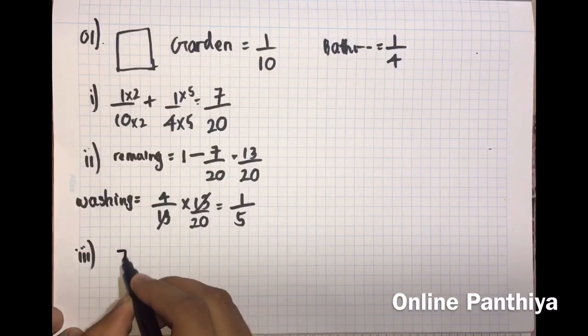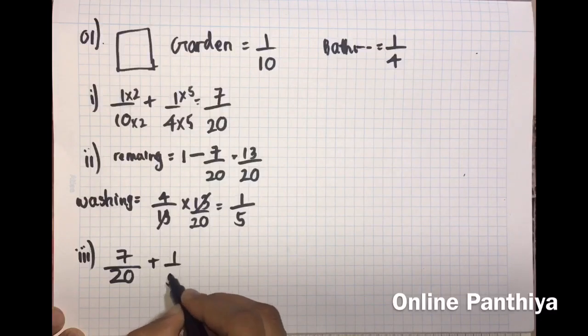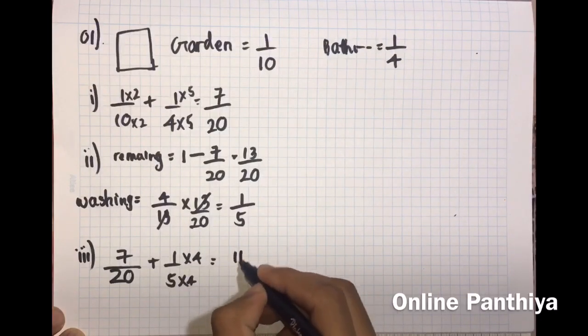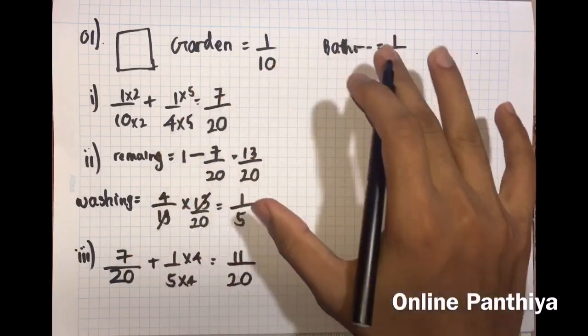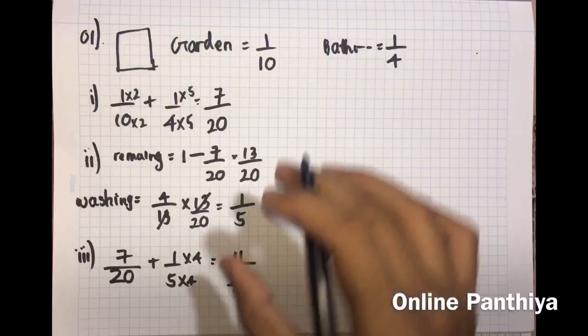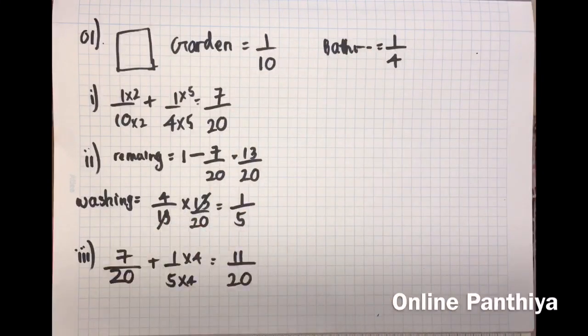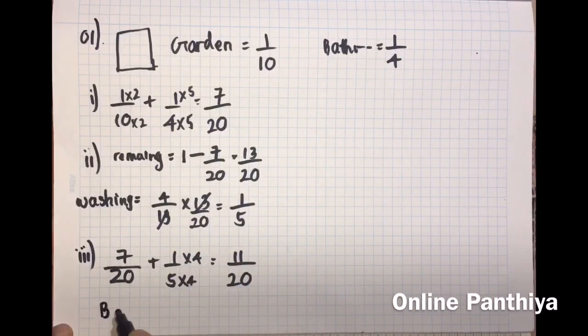So it is going to give me 7/20 plus 1/5. Here you have to multiply by 4. That is going to give me 11/20. Was that clear? Now this is the total part, as a fraction, that was used for gardening, bathing, and washing clothes. This was the used part. So what is the balance? You have to get the remaining. How much is it? 9/20 is the balance part.